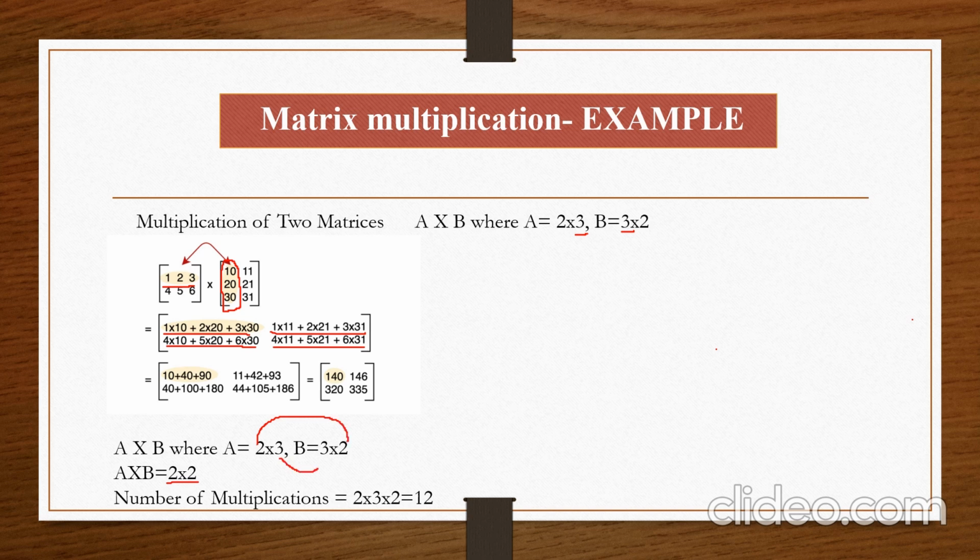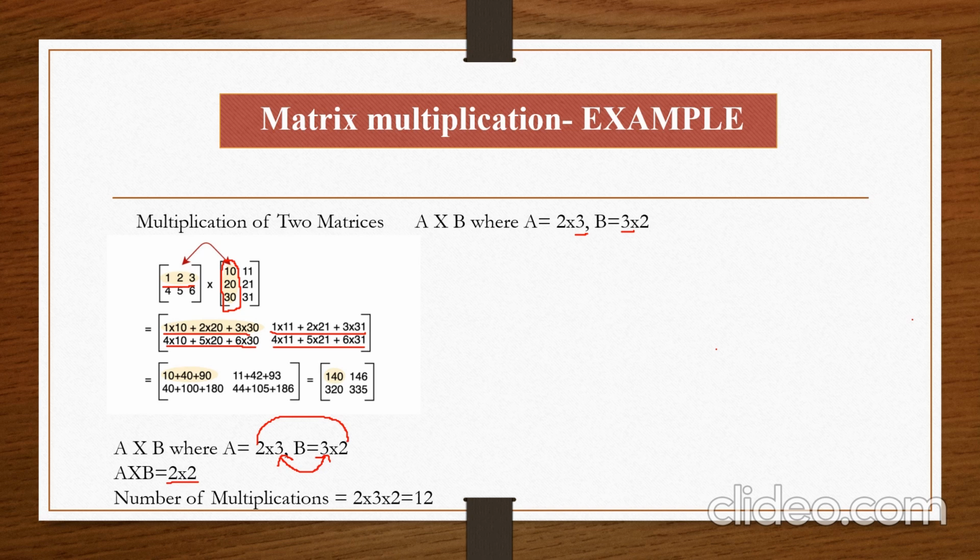This 3 won't be considered in forming the dimensions. But how many multiplications are being done here? 3 plus 3 is 6, plus 3 is 9, plus 3 is 12. So how will I obtain this? It is 2 into 3 into 2, which is 12.